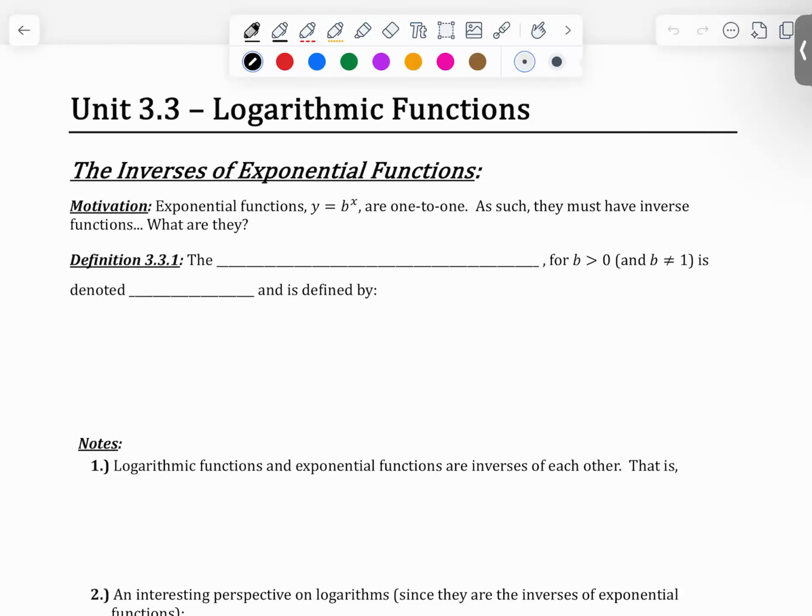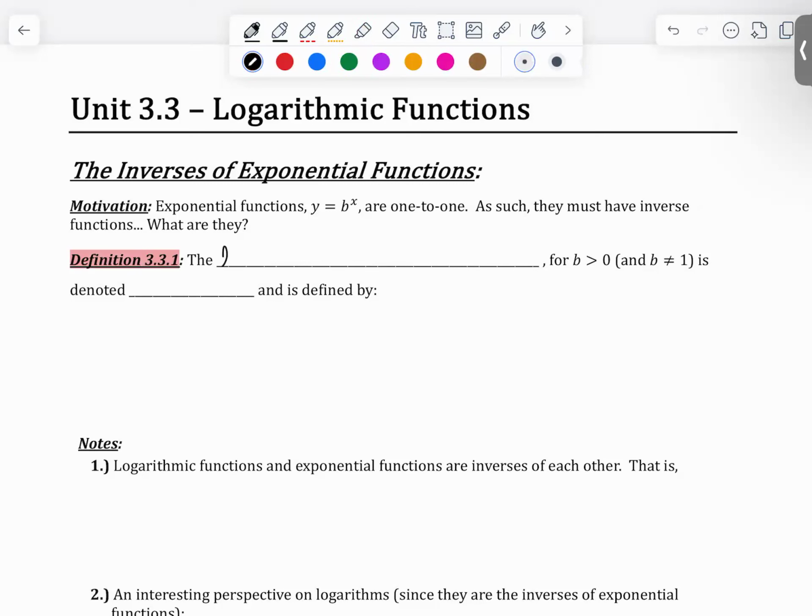Hello, everyone, and welcome to our first video on Unit 3.3, where we're now going to understand why we waited until Unit 3 to talk about inverse functions instead of putting that at the very beginning when we started talking about functions. So, y equals b to the x, the exponential functions that we had, they're one to one, and as such, they have inverse functions. But what are they? How would we find them? Those are all great questions, and that comes to our first definition.